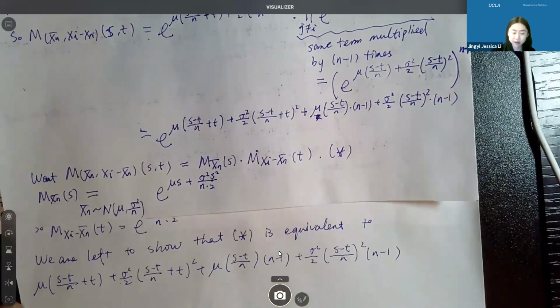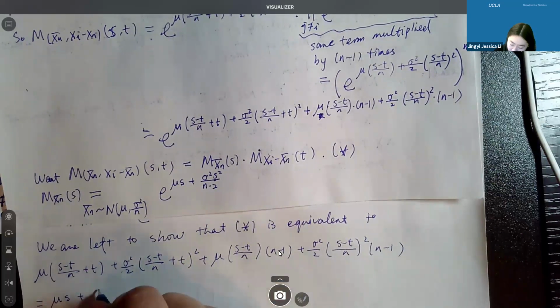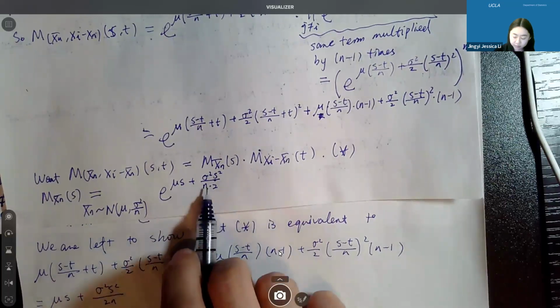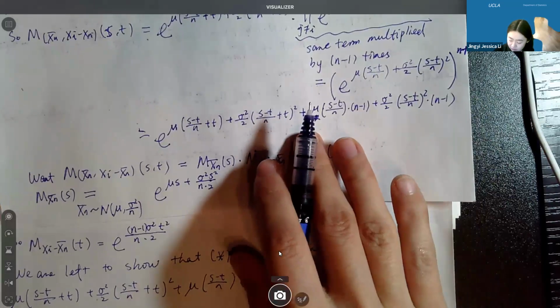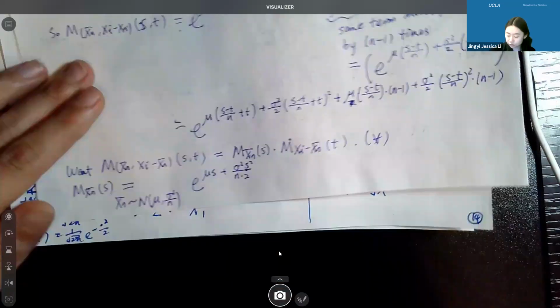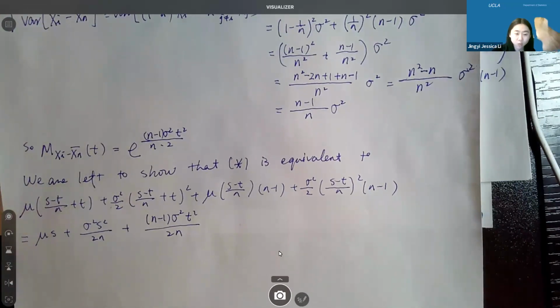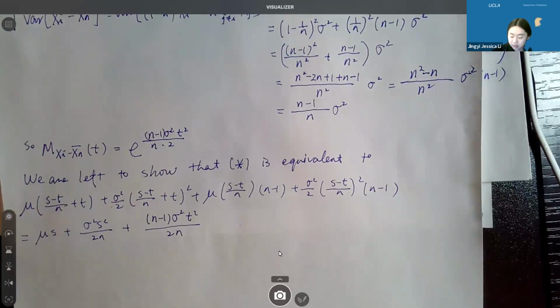Okay, we're left to show that this is equal to mu times s plus sigma squared s squared over 2n, that's from here, plus (n - 1) sigma squared t squared over 2n. So we are left to show that this line is equal to this line. And what's left for us is simply algebra.